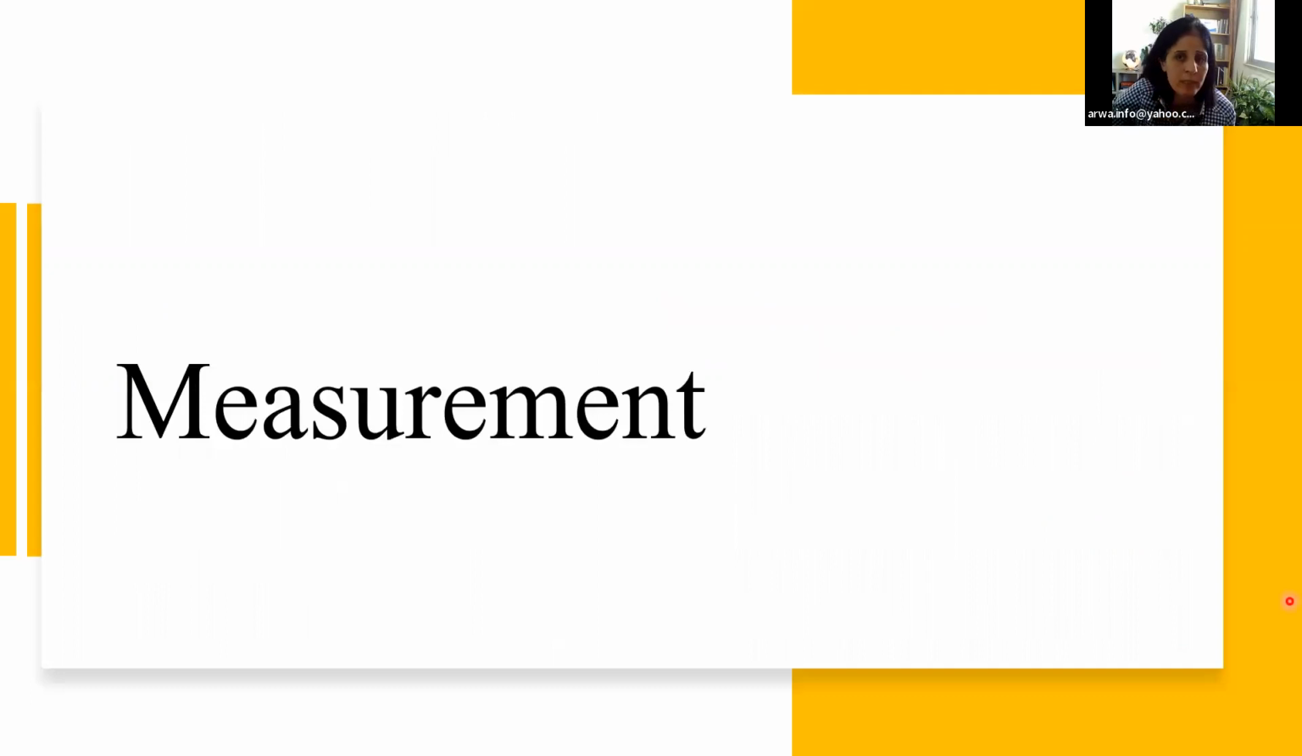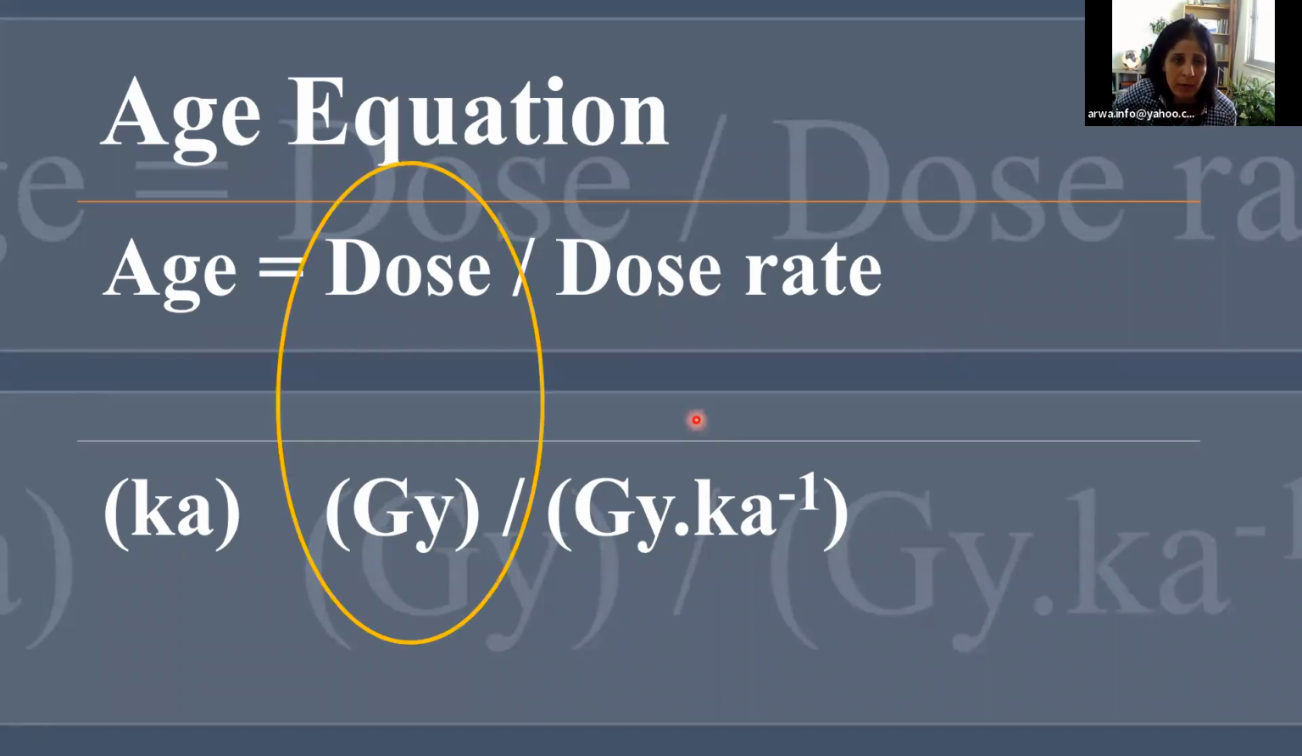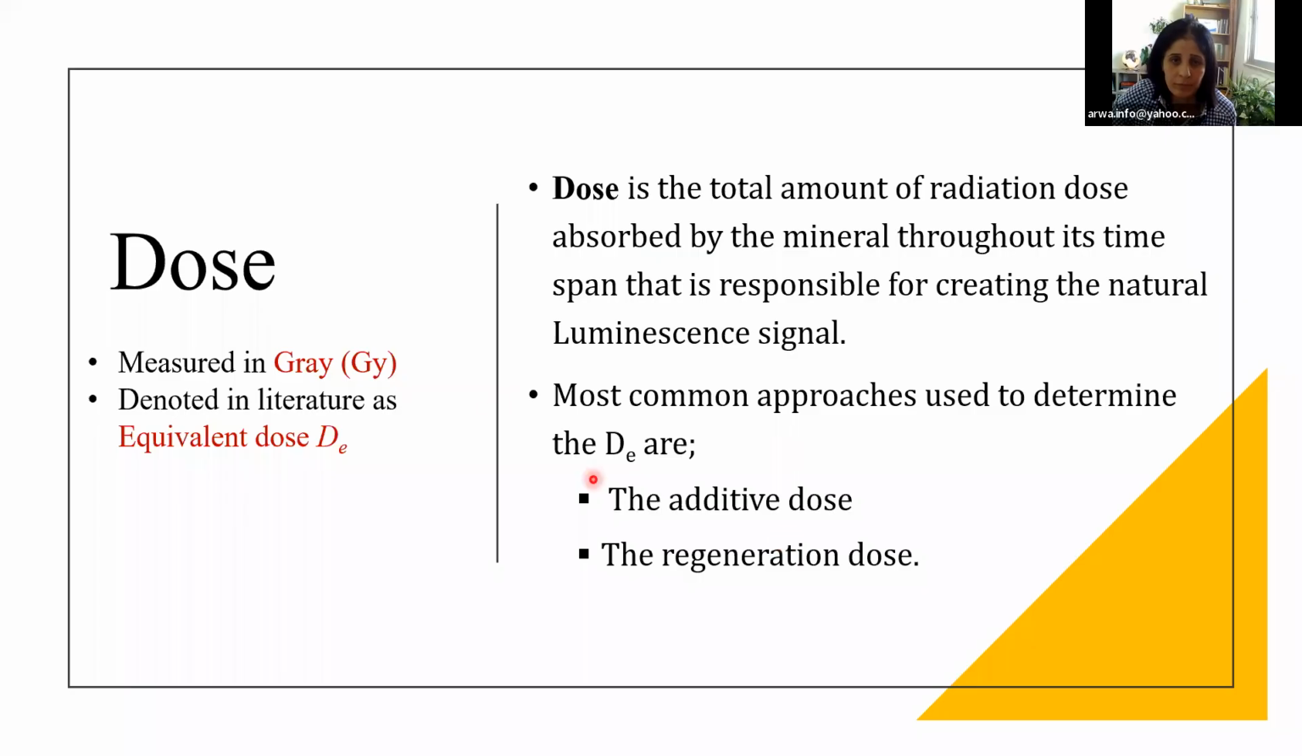How do we use the luminescence signal to calculate the age? This is carried out by using the age equation, which is known as the dose divided by the dose rate. These two parameters are very important to specify in the laboratory. First, I will speak about how we calculate the dose.